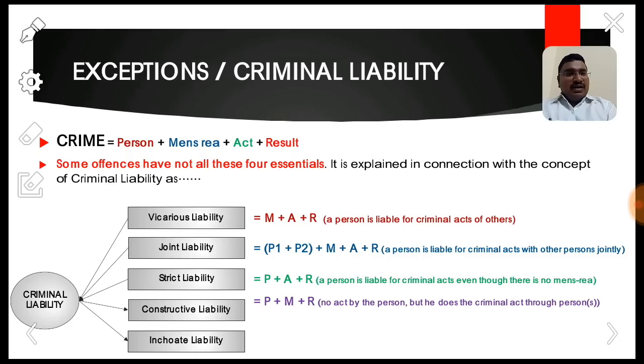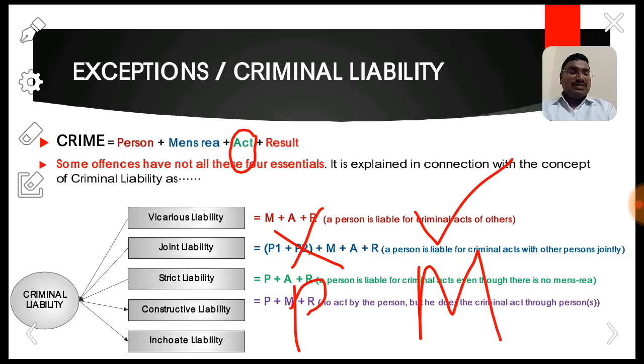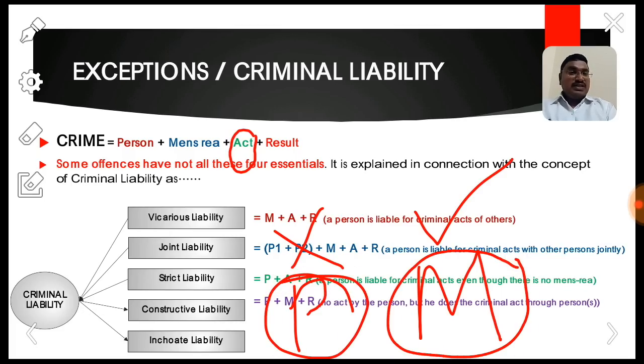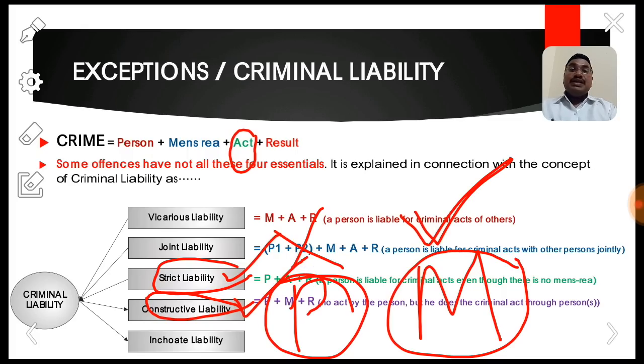Here, he does such an act through another person. He is physically absent, but he is mentally present at the place of commission of the offense. His mental presence is considered by the law, the IPC, in order to constitute constructive liability. In tort, there is no difference between strict liability and constructive liability, but in the Indian Penal Code, strict liability and constructive liability are easily distinguished.